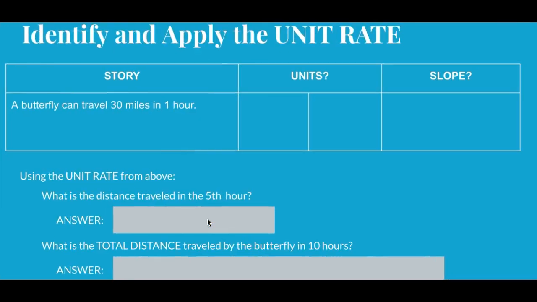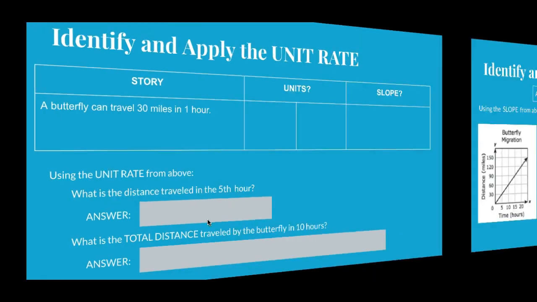A butterfly can travel 30 miles in 1 hour. Your slope is going to be 30, right? Because 30 over 1 hour. 30 divided by 1 gives you 30.